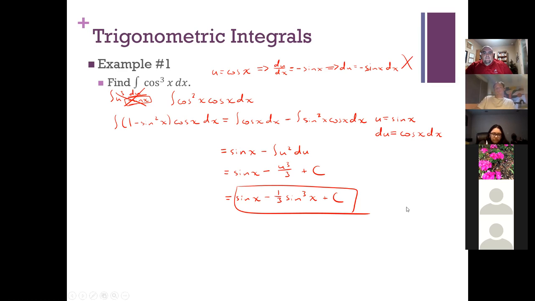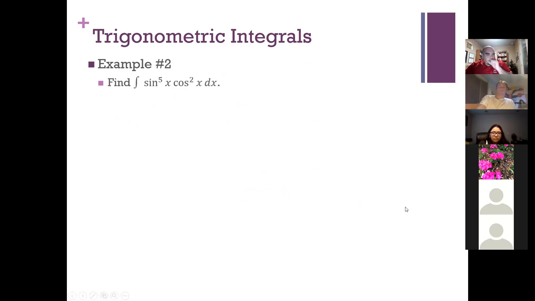All right, let's take a look at another one. So I got sine to the 5th of x cosine squared of x dx. One thing I'll point out here, and maybe you got a sense of it with that last example, is we have these Pythagorean identities. And really, we have more, but this is the primary one.